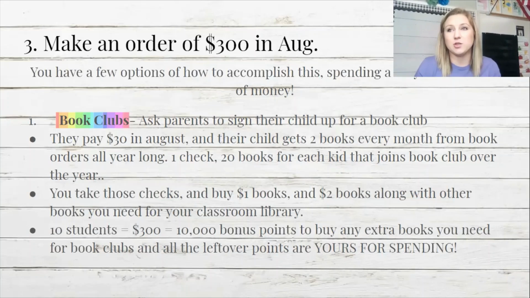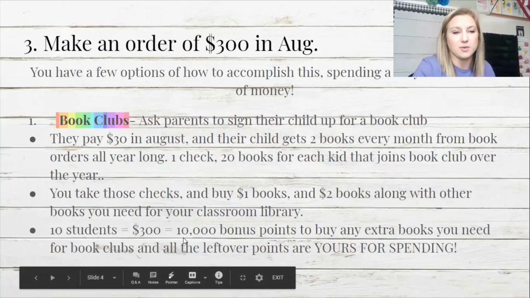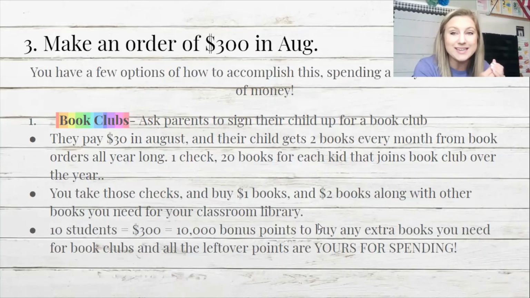There's lots of different ways you can do it. You can customize it. You can get more books for a bigger amount of money. You could take it all the way down to $15 and they could get 1 book a month. You customize that for your classroom. I've got a little bit more details right here, but in this way, if you make your book club $30, all you need is 10 kids from your class to join your book club, and there's your $300 order. Once you have that $300, you get your 10,000 bonus points. I'm going to talk a little bit more about that in a minute. So this is one way to do it, a book club.